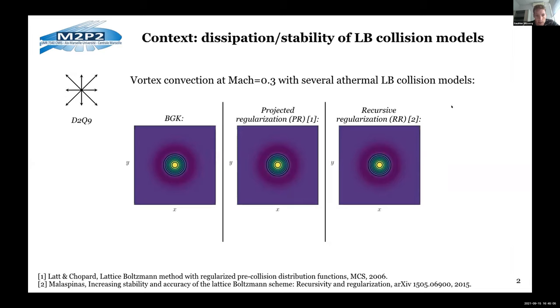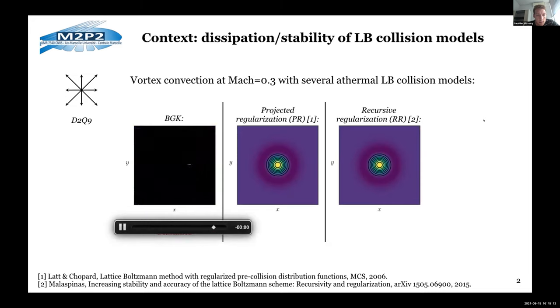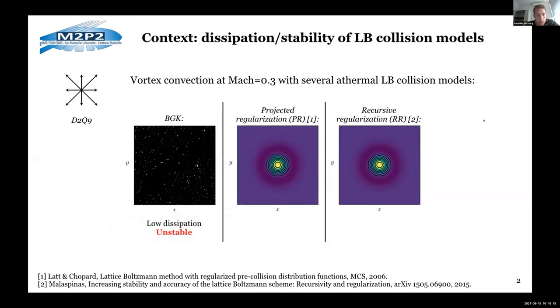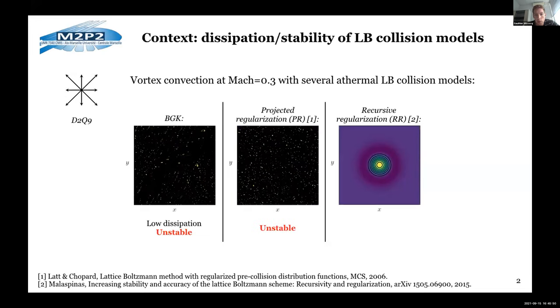So first, let me show you what we obtain if we try to use the very common BGK collision model with this case. We can see that it is very low dissipative, but very unstable. Because we can see that before one period inside the periodic box, the computation crashes, which is actually quite well understood today, because this phenomenon is attributed to the presence of non-hydrodynamic modes inside the simulation. So we have some spurious modes that are unstable inside this simulation. So in order to try to improve the collision model, we can switch to regularization, which intends to filter out some of these non-hydrodynamic modes. And we can see that with the projected regularization, the scheme is even more unstable in this test case.